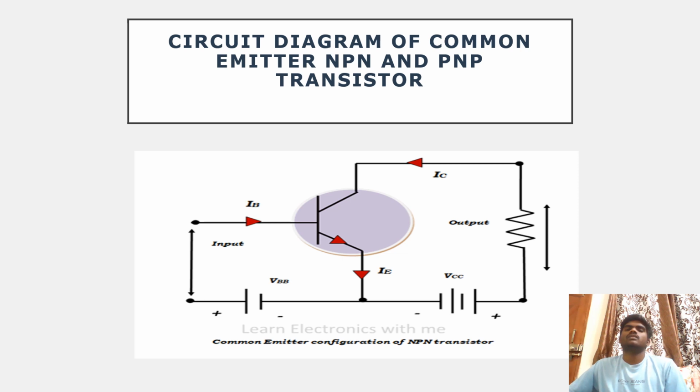And the circuit diagram for the common emitter in NPN and PNP transistors. So this is the common emitter configuration of NPN transistor. Input we have IB, and the output coming from IC and IE, the VCC, the common collector. This is the full diagram.